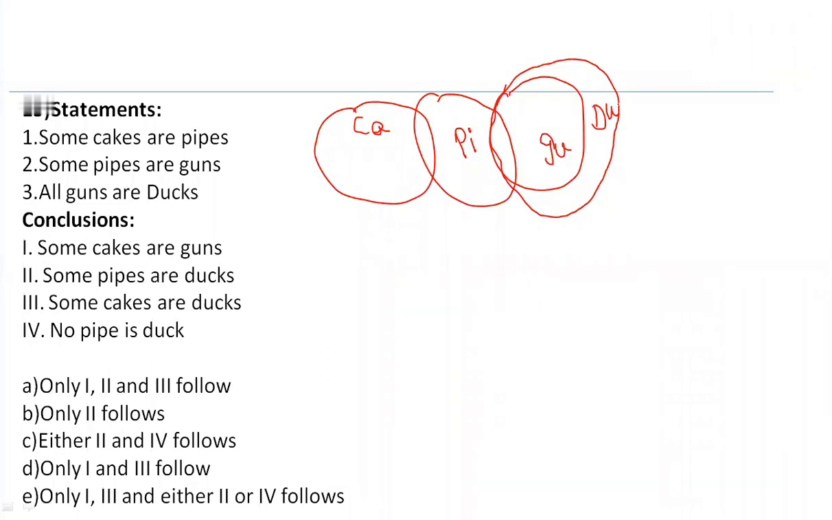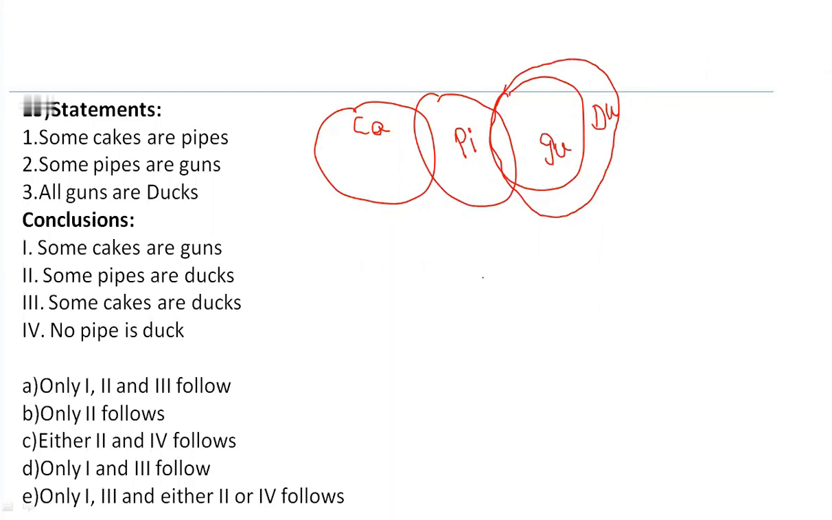Whatever the statements given, some cakes are pipes, some pipes are guns, and all the guns are ducks, I have depicted in the diagram, guys. And you should not worry about the intersection part. If you are taking the intersection part of cakes and pipes for guns, you can feel that cakes, pipes, guns are having relation, and even ducks also. Okay. This is the basic diagram they have given for the statements. So check for the conclusion, guys.